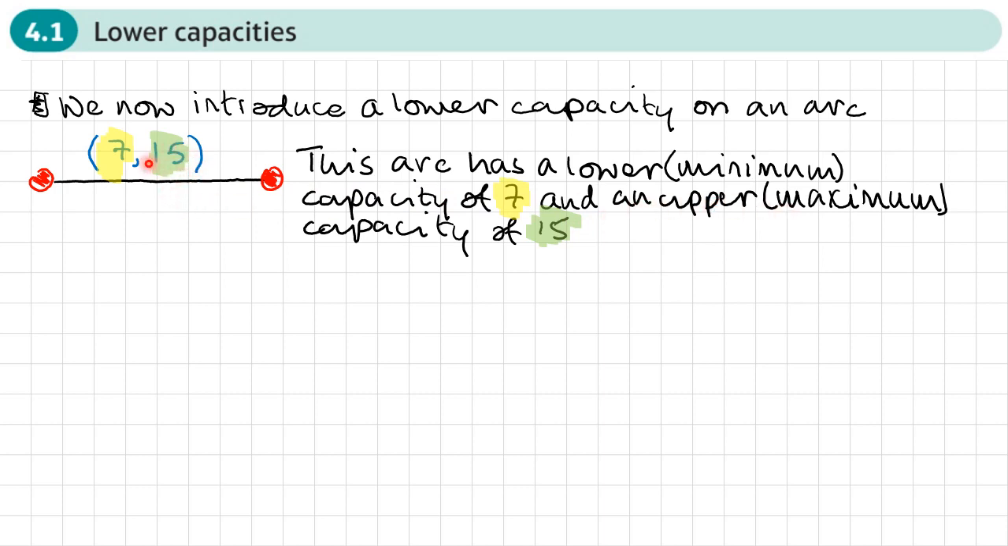So we're used to seeing this already, just a single number representing the upper capacity, but this is new. So we must have this minimum capacity flowing through this arc for this to work. You can't have anything lower than this minimum capacity flowing through this arc.